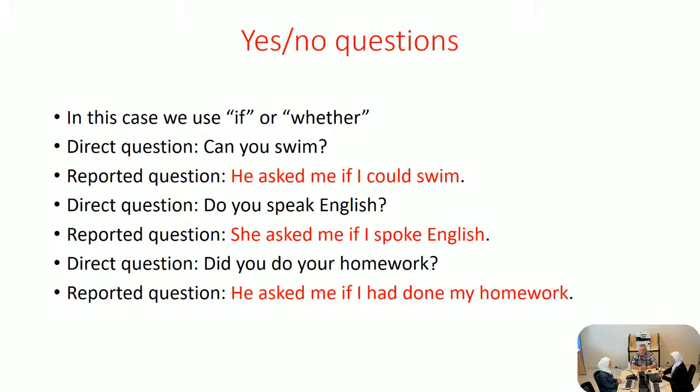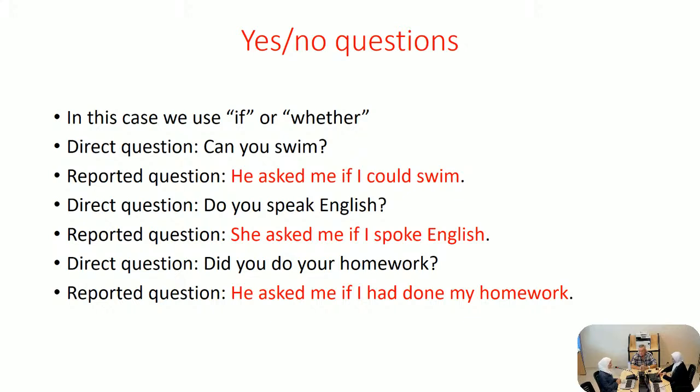Ms. Maha, yes, for yes, no questions, we use if or whether at the beginning. If we have a direct question like, can you swim? We report it as follows. He asked me if I could swim or whether I could swim. It doesn't matter. So what did we change? We changed the tense, and we used if at the beginning of the sentence. Of course, we dropped the question mark at the end because it's no more a direct question. And you became I.